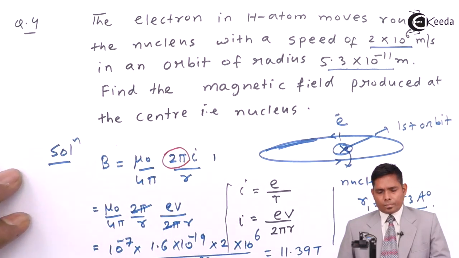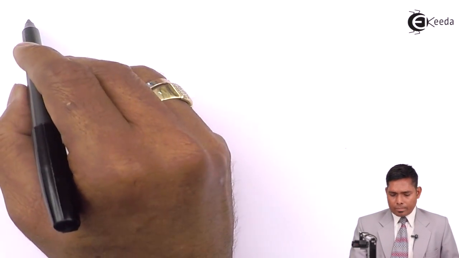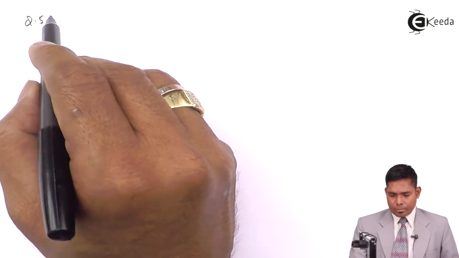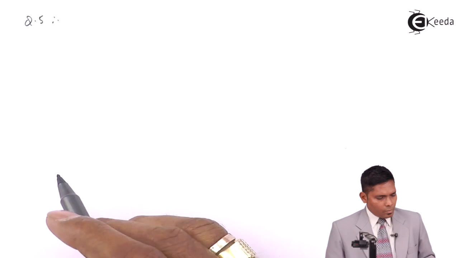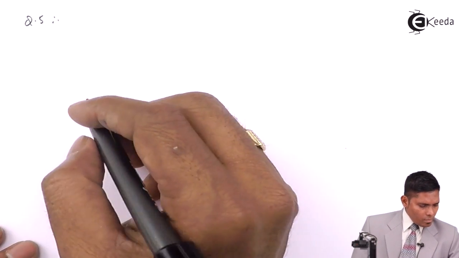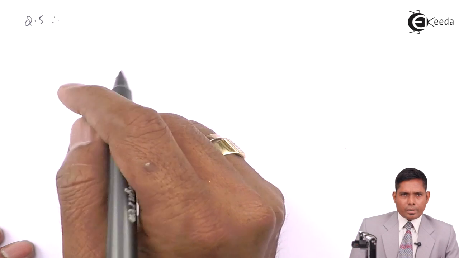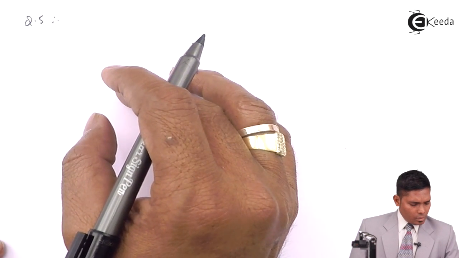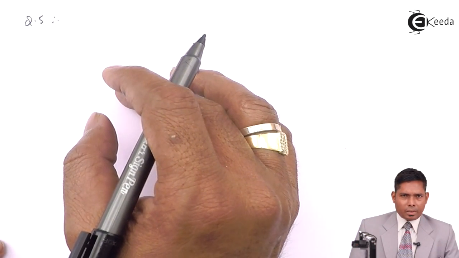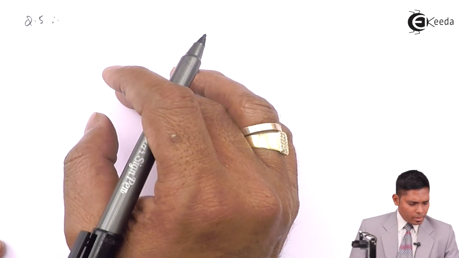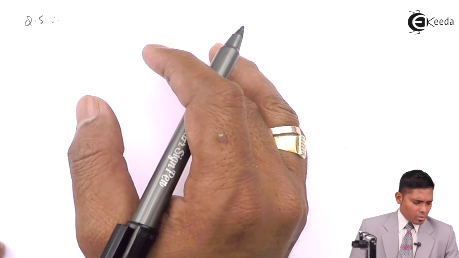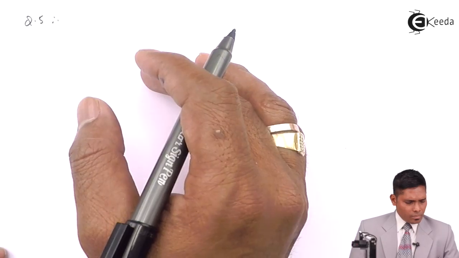Okay, this is question number 4. Now let us take one more question, question number 5. A straight wire, current is 12 ampere, and it is bent into a semicircular arc of radius 2 centimeters.